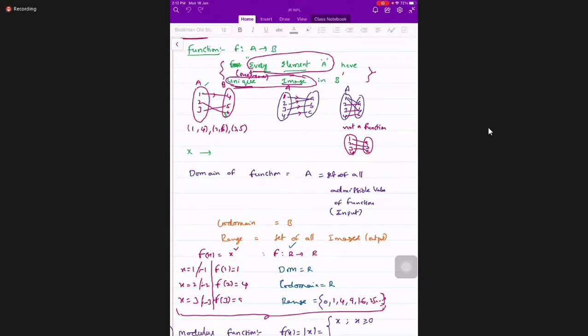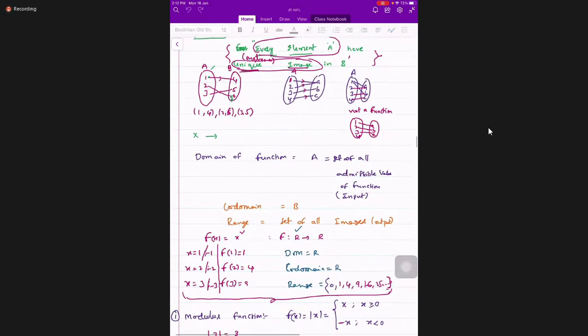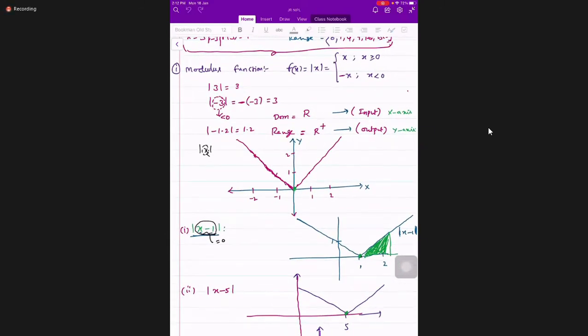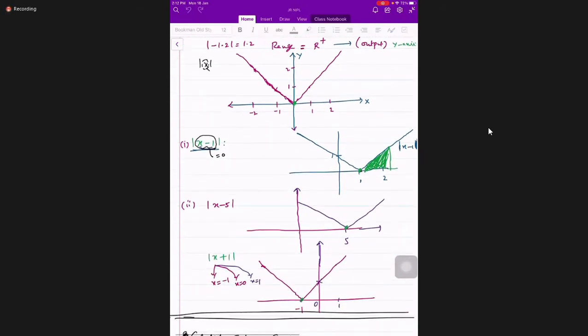And what is the domain, and what is the codomain, and what is the range? Then what is a modulus function? How is its graph, and what is its domain and range? Because these functions are going to play an important role. Right? This is about modulus function and integer function.